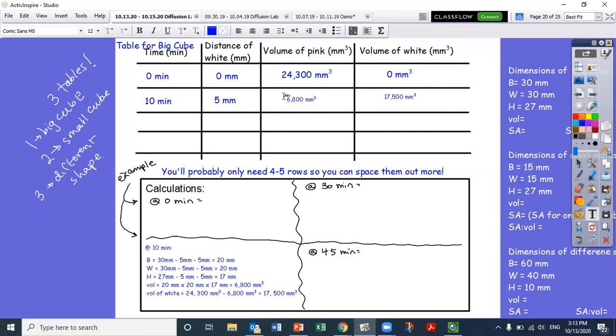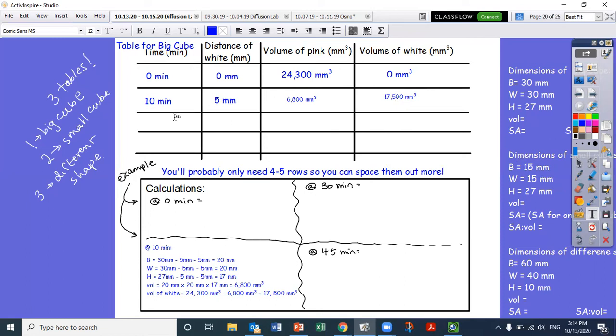Now, when you do your calculations in the table for the small cubes, you're essentially going to be doing the small one, and then you're just going to be multiplying the volume by 4. Okay, so you would do the 5 millimeters in from each side of the small cubes, and then you're just going to multiply it by 4 to get your volume of pink. Multiply by 4 to get your volume of white. Okay, the calculations aren't any different. You're just working with these smaller dimensions where you're subtracting the 5 and the 5 to get your volume times 4, and then subtract from the total volume times 4, and that's your volume of pink and volume of white.